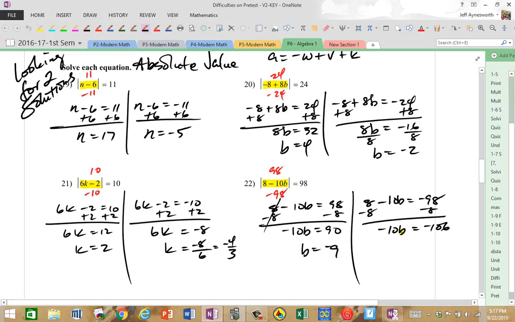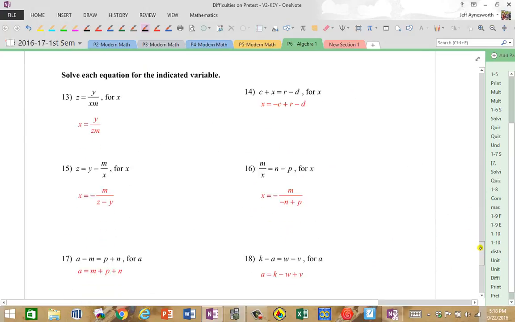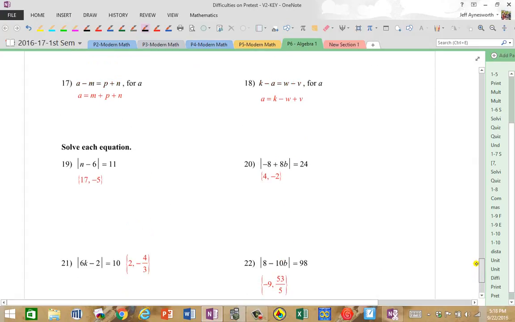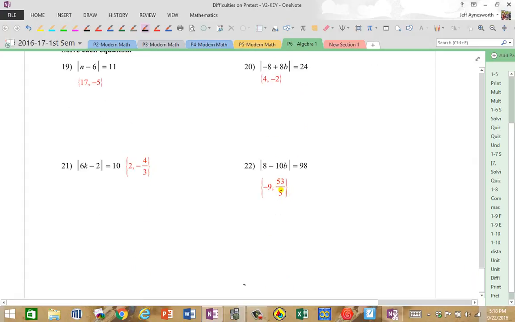And yeah, that's right. Dividing by negative 10, b is a positive value here. And 106, that's a 10 and 6/10. All right, but that's 10 and 3/5. That's the same thing, 10 and 3/5 right here.